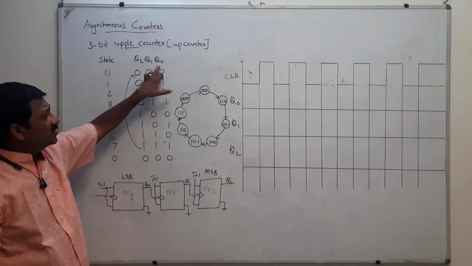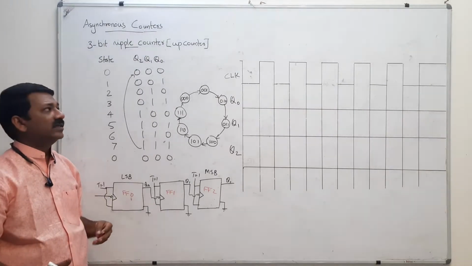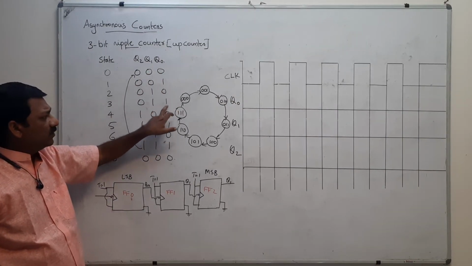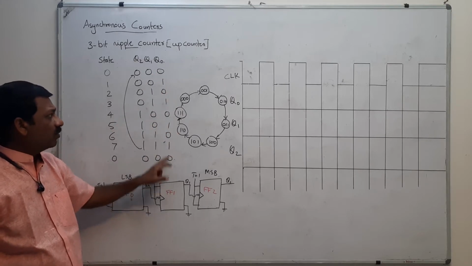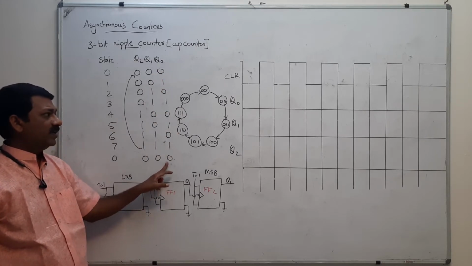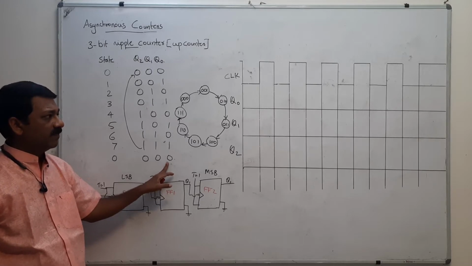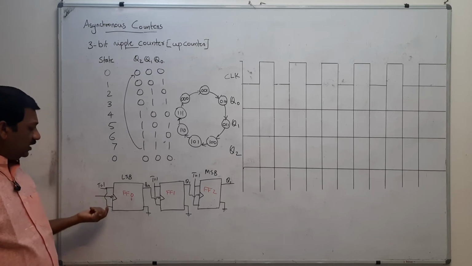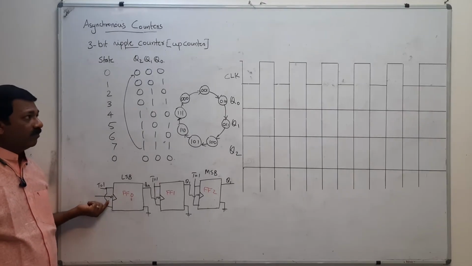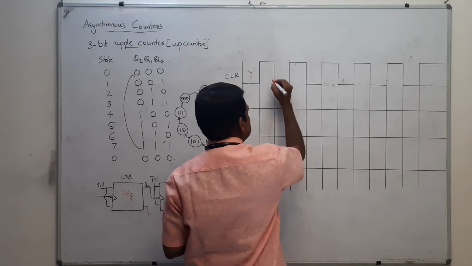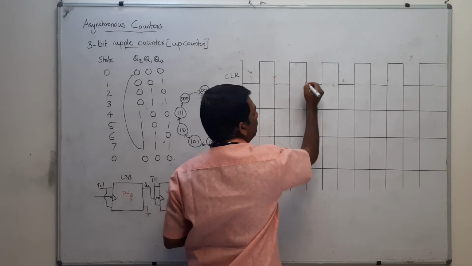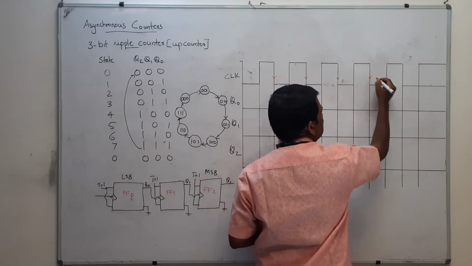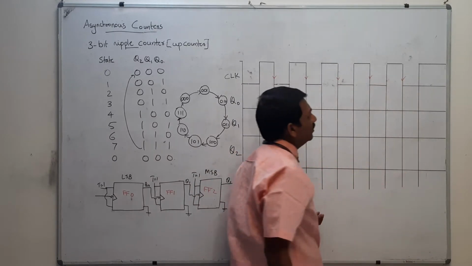See, this Q0 is frequently changing, from 0 to 1, 1 to 0, 0 to 1, 1 to 0. That means after each clock pulse, this is changing. Here we are using a negative edge triggered T flip flop. This is a negative edge, this is another negative edge, and another, and another.